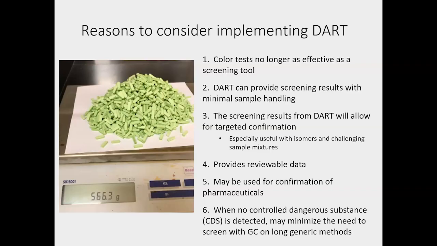And finally, the idea was also that maybe we wouldn't have to have a GCMS method that could screen for everything, that we could screen using the DART and know whether or not this substance was actually negative for CDS and maybe stop at DART. Next slide.